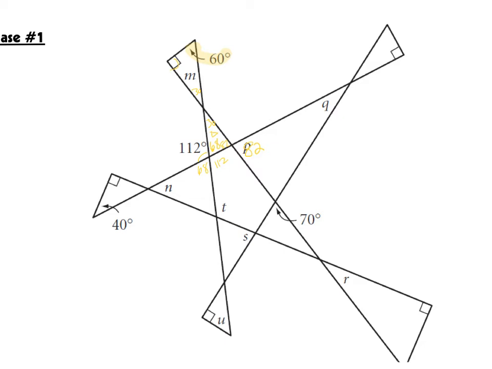And if we look at this is 70, then this is 70. And if we look at this triangle in here and we do triangle sum, we take 180 and we subtract out 82 and we subtract out 70, that'll give us that the measurement for Q is 28.